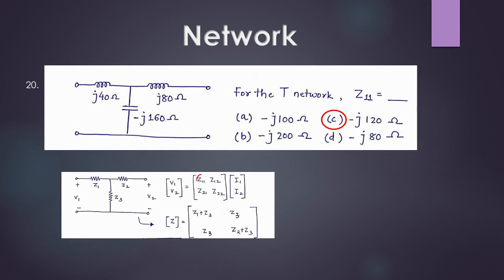Yes, Z11 equal to Z1 plus Z3. This element plus this element. So J40 minus J160. 40 minus 160 is minus 120. So minus J120. So C will be the answer. So that's for the network part.